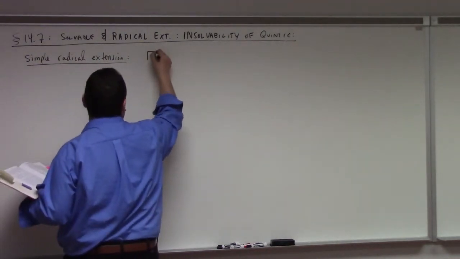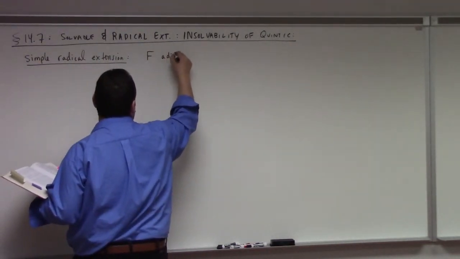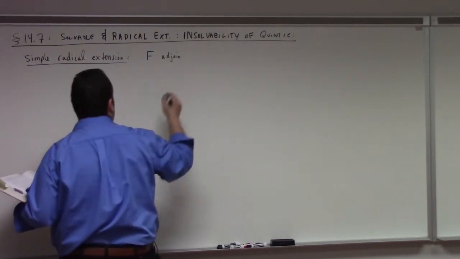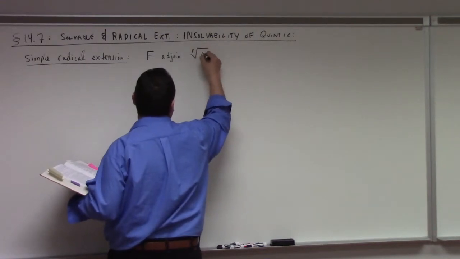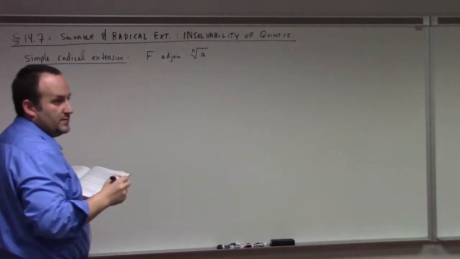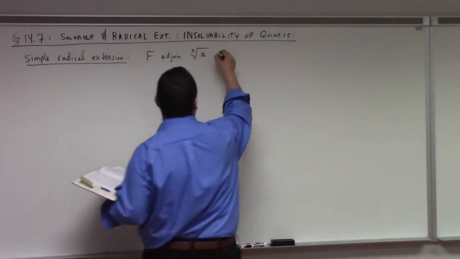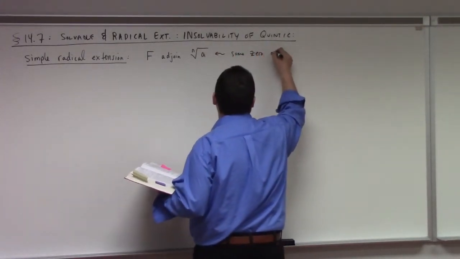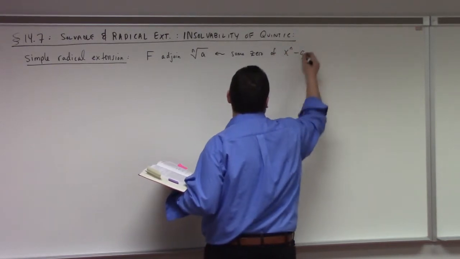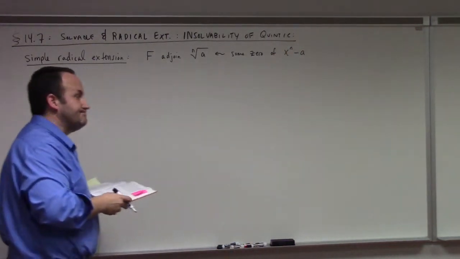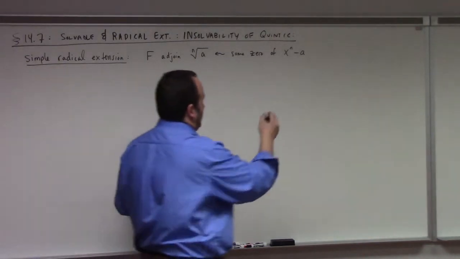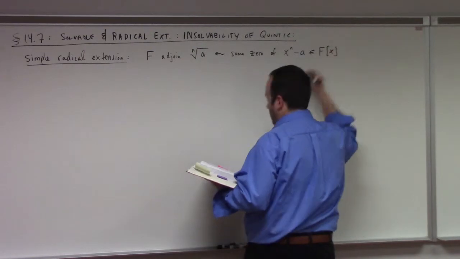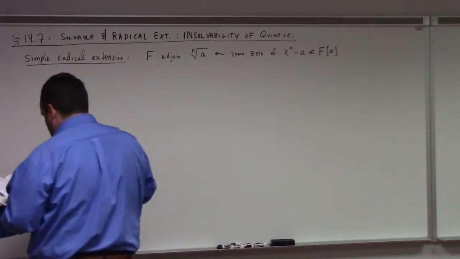So you take F and adjoin, what? Right, the nth root of a, where this denotes some zero of x to the n minus a, as a polynomial in x with coefficients in the field. All right.